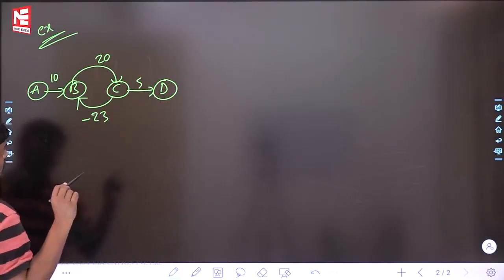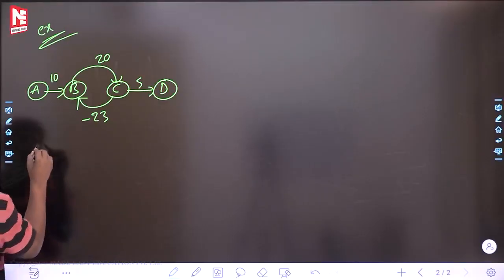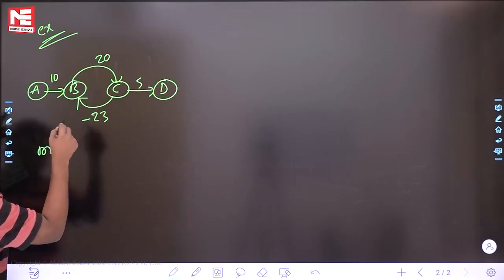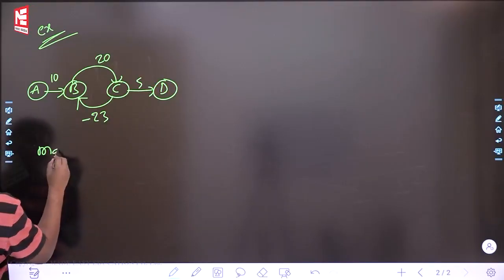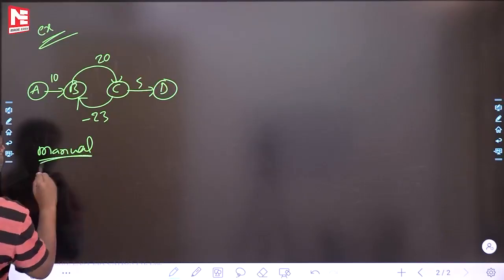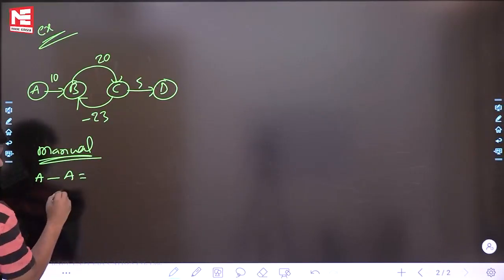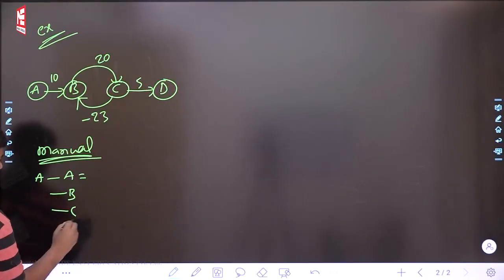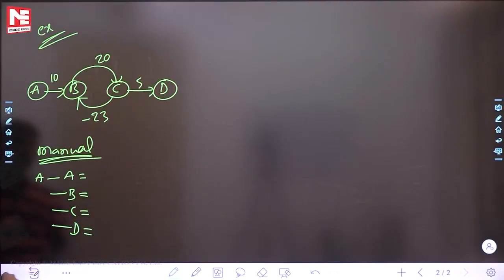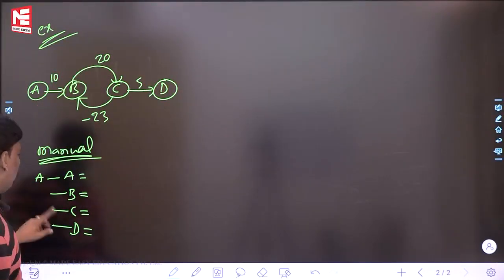Now there is something new, and that is the reason I don't want to confuse you, so I am doing manual checking. In the exam it is not required. One new point is there to explain clearly, so I am doing manual checking on this particular graph: A to A how much? A to B how much? A to C and A to D.